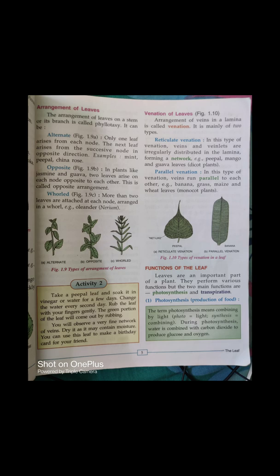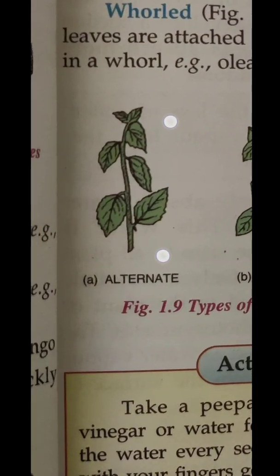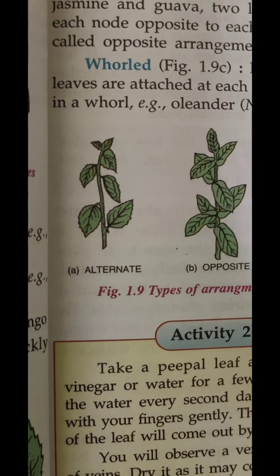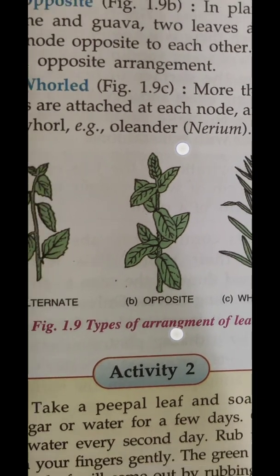What are alternate types? Only one leaf arises from each node and the next leaf arises from the successive node in the opposite direction. Examples, you can see this example. These are examples of alternate leaf arrangement. And the second one is opposite.